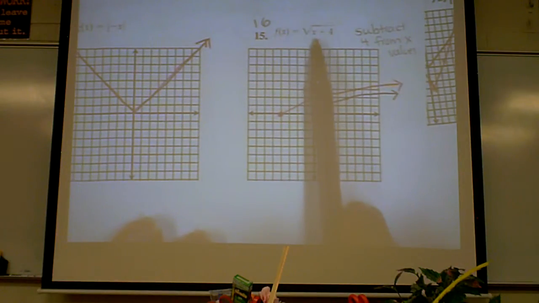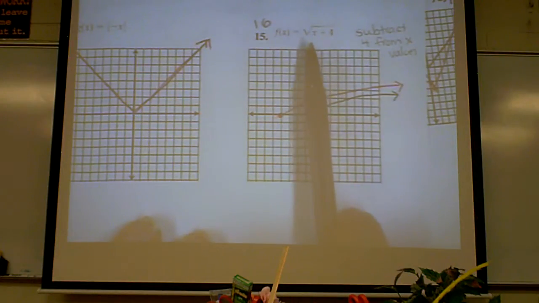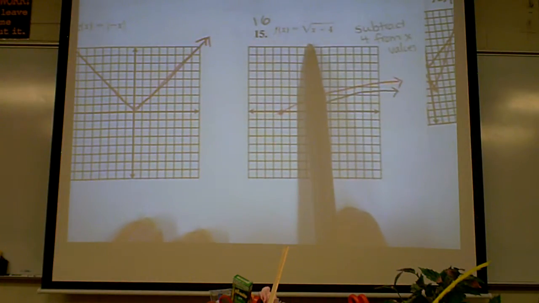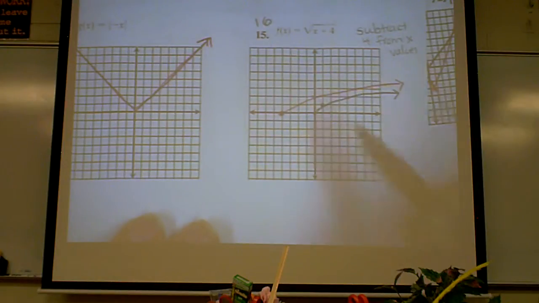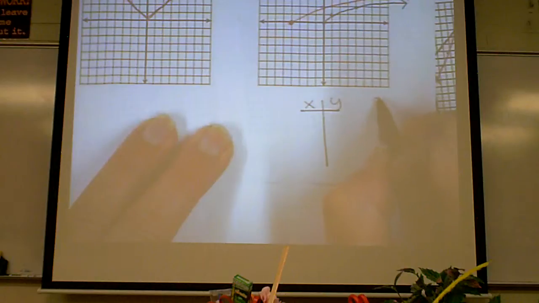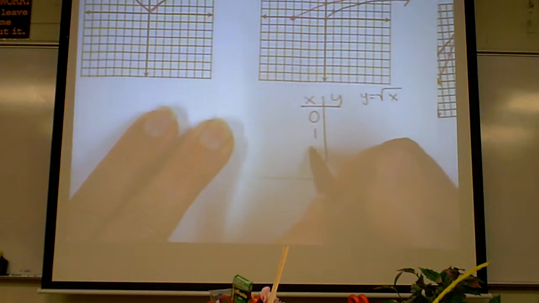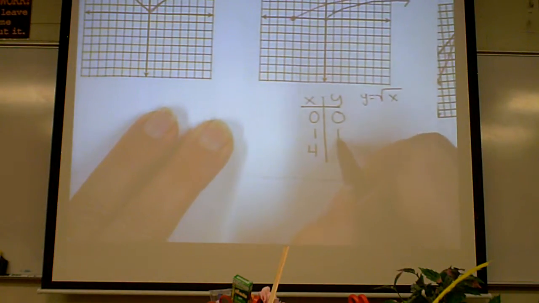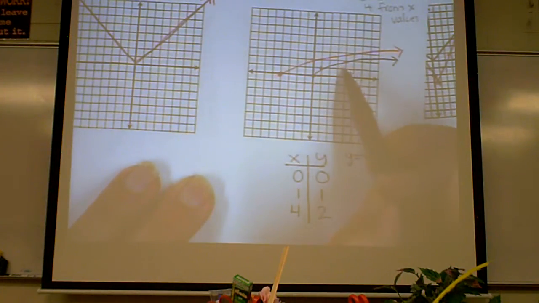Now, when you do your parent function, the square root of x, what numbers can you take the square root of? 0, 1, 4. So those would be your parent function. When you did your t-chart for this one, you have the square root of x. That's your parent function. So you want to put numbers that you can take the square root of. Square root of 0 is 0, square root of 1 is 1, square root of 4 is 2. So 0, 0, 1, 1, and 4, 2.